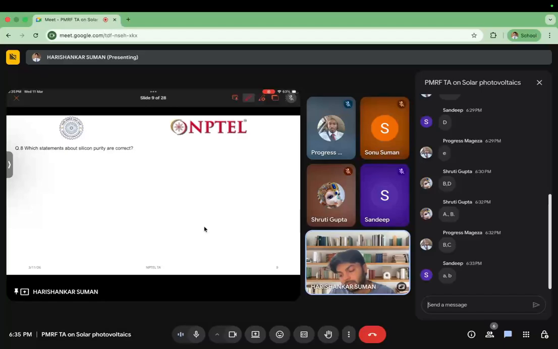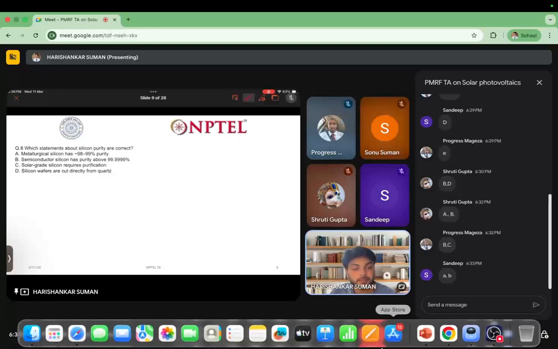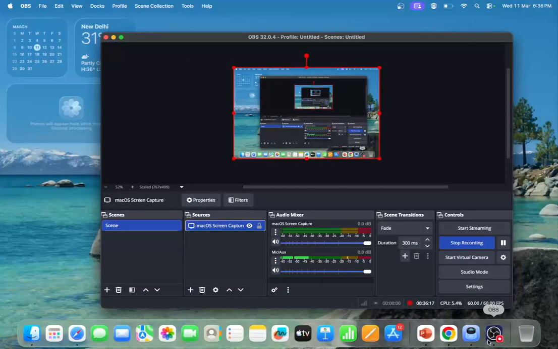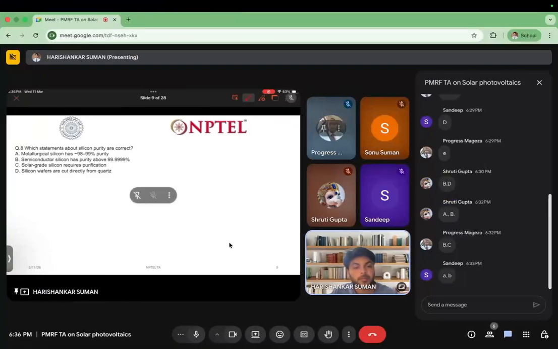Which statement about the silicon purity is correct? This is your next question. Metallurgical silicon has 98 to 99% purity. Semiconductor silicon has purity above 99.9999%. Solar grade silicon requires purification. Silicon wafers are cut directly from the quartz.